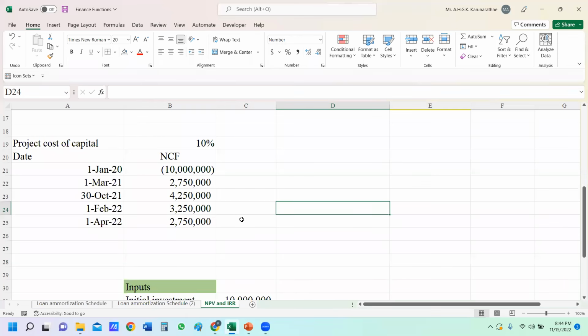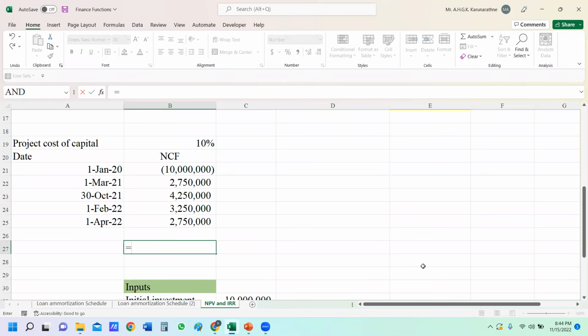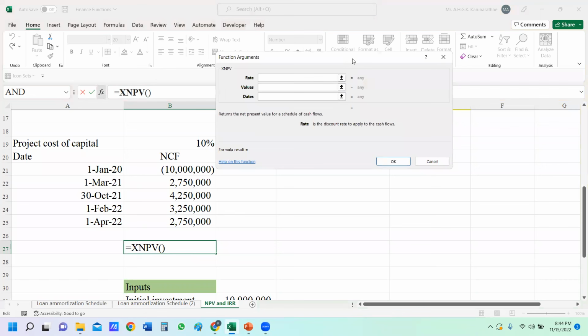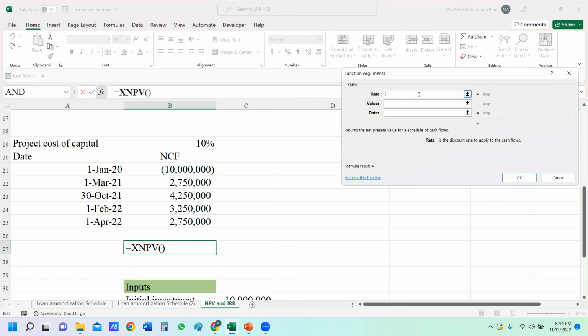Okay, let's see how to compute. We use XNPV. Show the rate, 10%. Values this time.